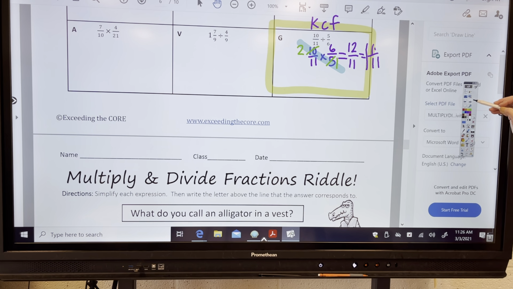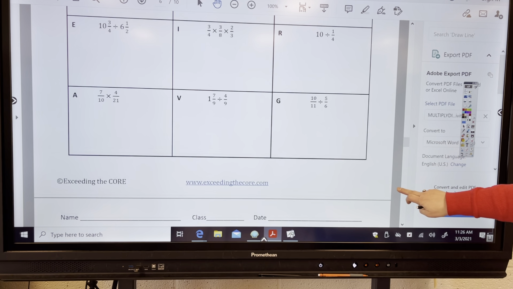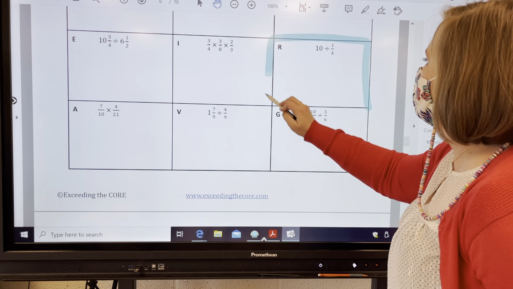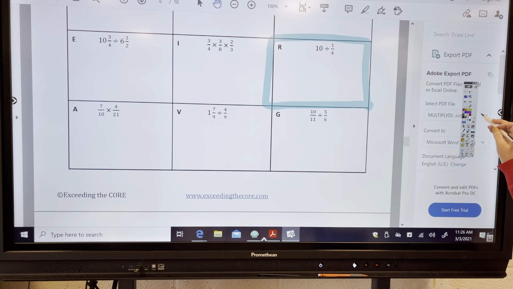All right, I want you to look at R. Right here. It's right above G. Sir? Somehow I used the wrong formula and ended up with the right answer. Did you not simplify before you multiplied? That's probably what you did. And that's okay. You got the same answer.